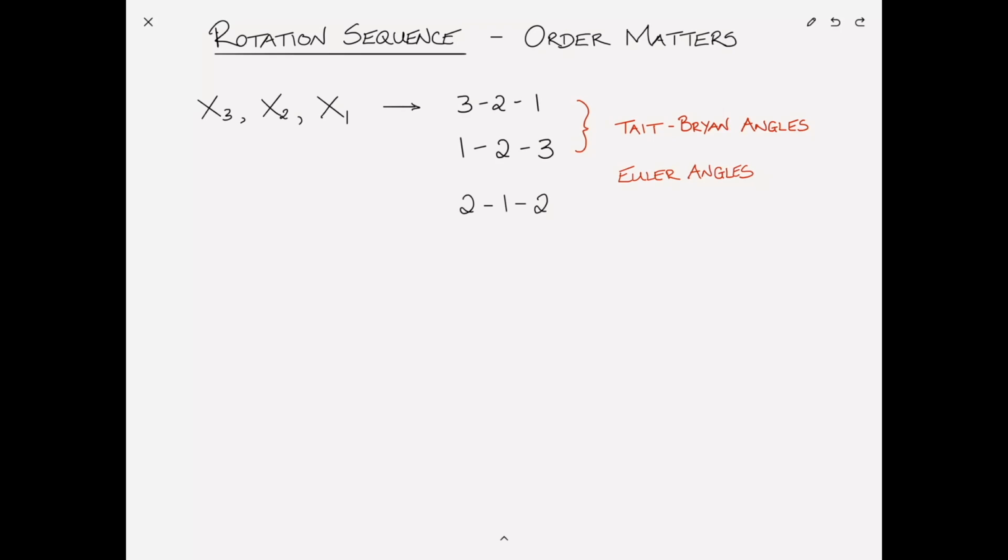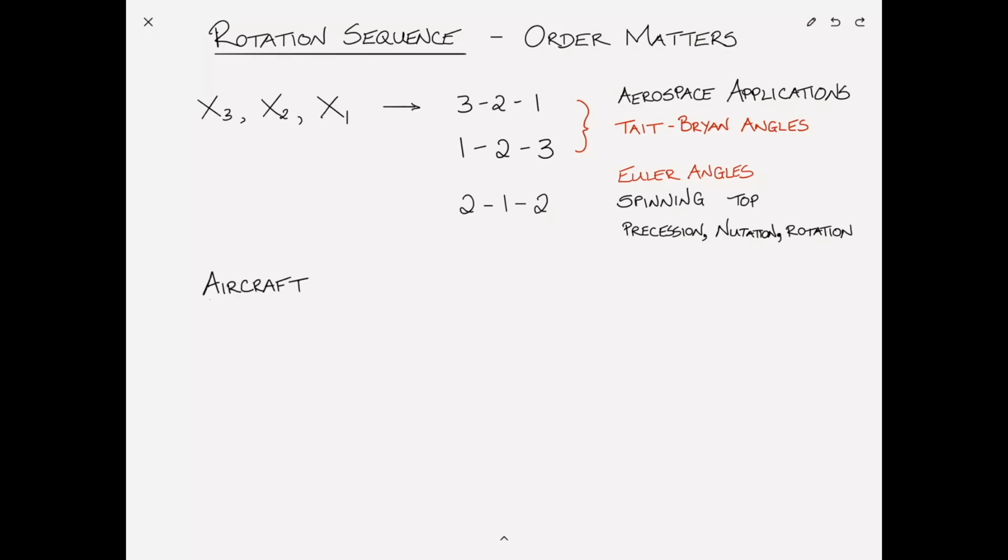Now, it turns out that these Tait-Bryan angles are generally used in aerospace applications, where a sequence like a 2-1-2 sequence is generally used in objects like a spinning top, where the 2-1-2 sequence would refer to precession, nutation, and rotation, or spin. So let's look at an aircraft as an example.